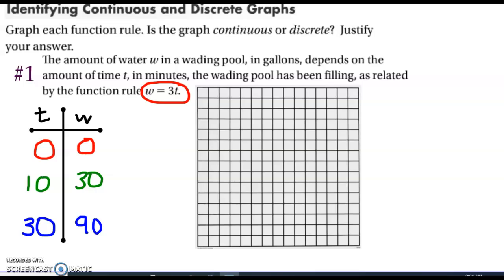All right, so I'm going to go, I have my time on the independent. The amount of water is our dependent. I'm going to count by 5s. So I'm just going to label every other one. So 10, 20, 30.